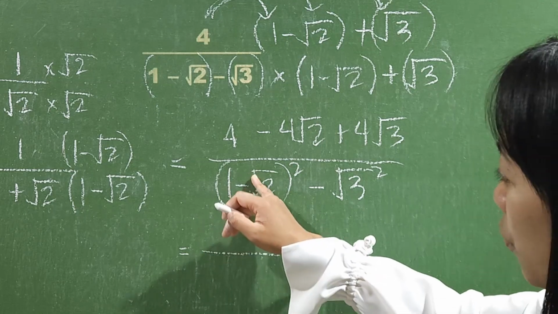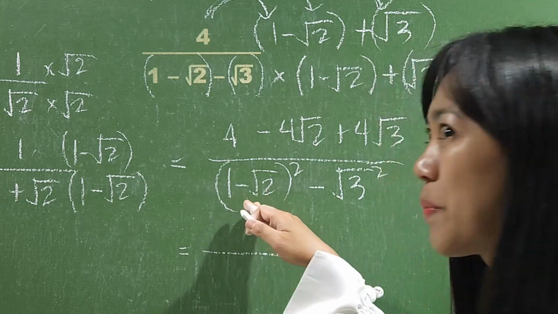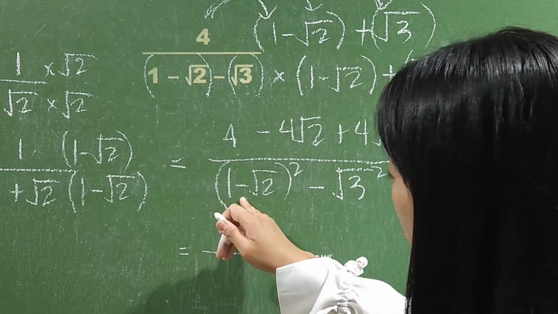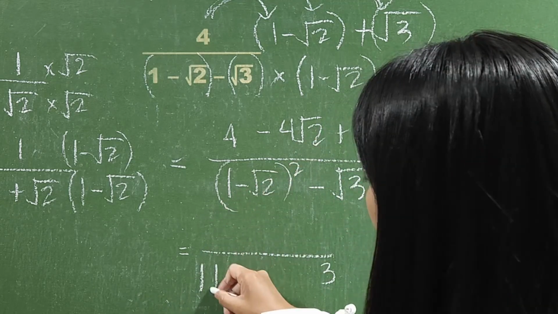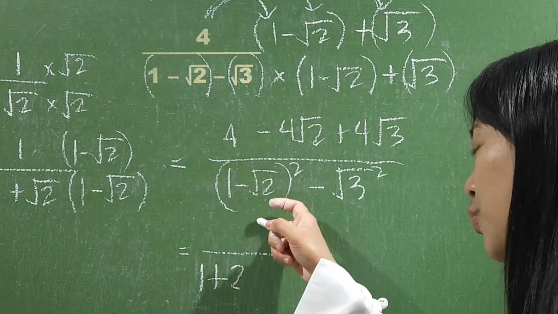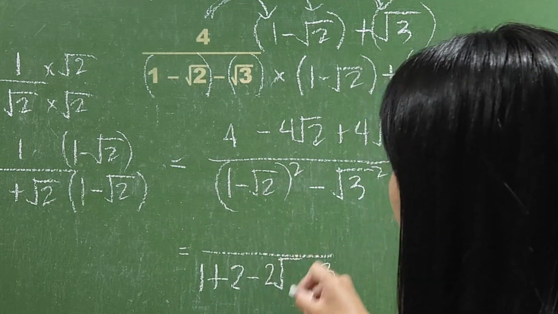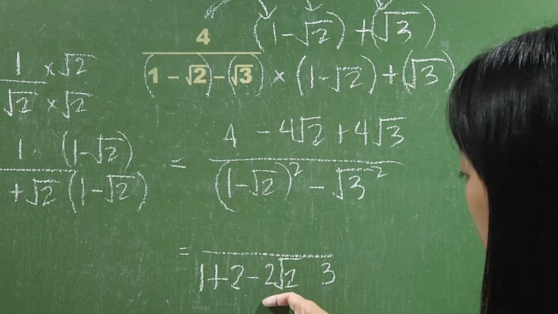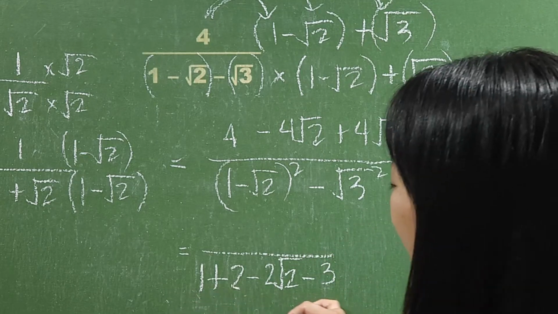Now, in this denominator, square root of 3 squared is 3. What about 1 minus square root of 2 raised to the power of 2? This is a special product identity, specifically the square of a binomial. So this is 1, plus square root of 2 squared is 2, so plus 2, and then 1 times negative square root of 2 times 2 is minus 2 square root of 2. So 1 plus 2 minus 2 square root of 2, and this is minus 3. This is for our denominator.